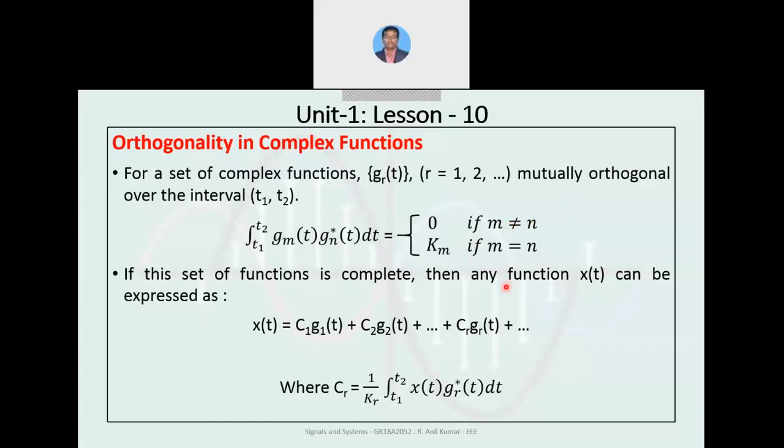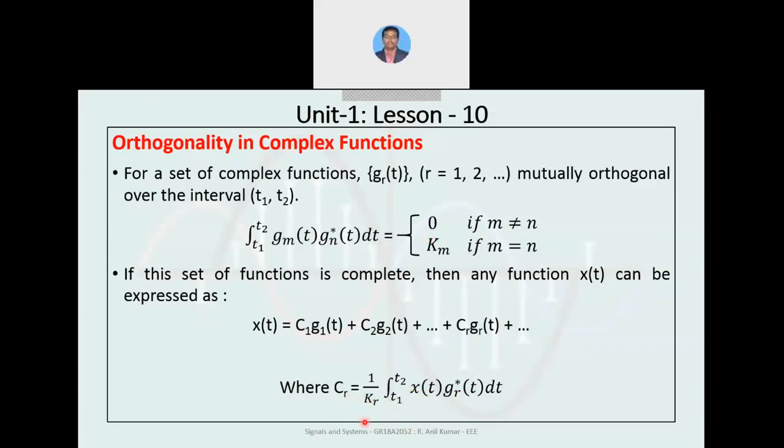If this set of functions is complete, then any function x of t can be expressed as follows. The last two points come from the previous lesson itself. To be a complete set, x of t must be defined from c1 g1 of t and so on for different signals, with respect to the magnitudes. The magnitude value of cr is given as 1 by kr times the integral from t1 to t2. Here we can represent either km or kr depending on our gr function. Here we are expressing with cr, so I am writing kr. We can also represent with km, in which case the value needs to be written as cm, that is c suffix m.